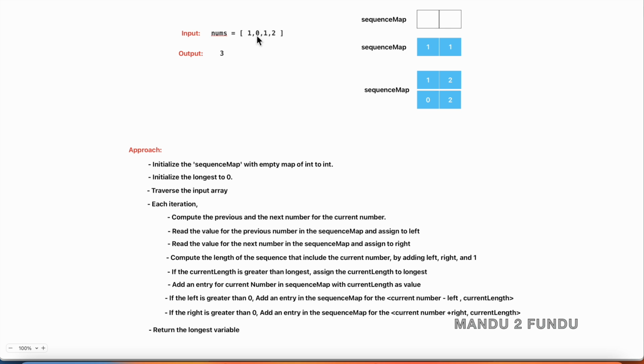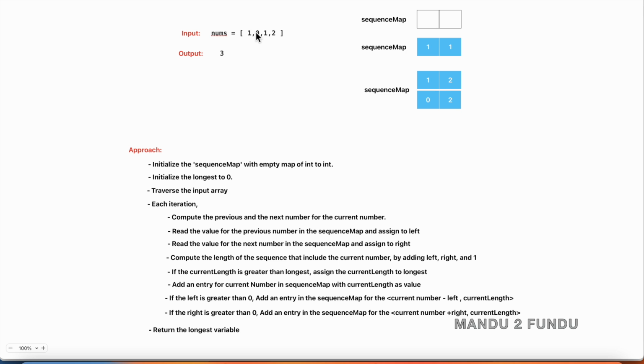Next, when we process the number 0, we compute the previous consecutive number and the next consecutive number. The previous is -1 and the next is 1. So we check whether there is an entry for -1 in this map. There is no entry. But next we check whether there is an entry for number 1 in this map. There is 1. This time we add 0 plus this value 1 and 1 for this element because this is going to be added to the sequence, right? So now the current length will be 2.